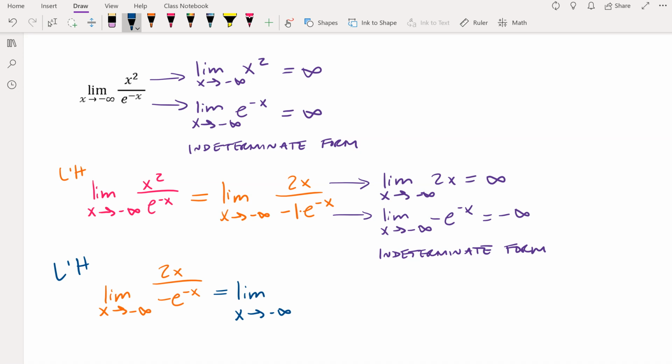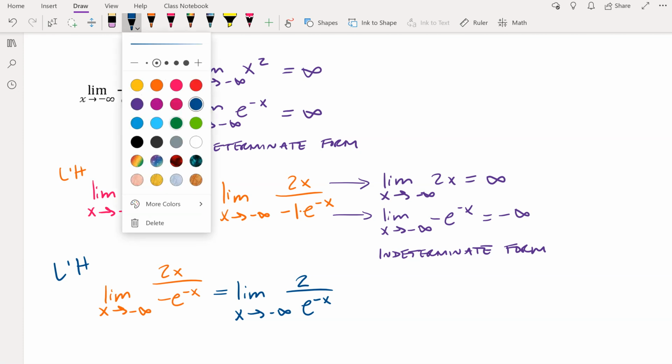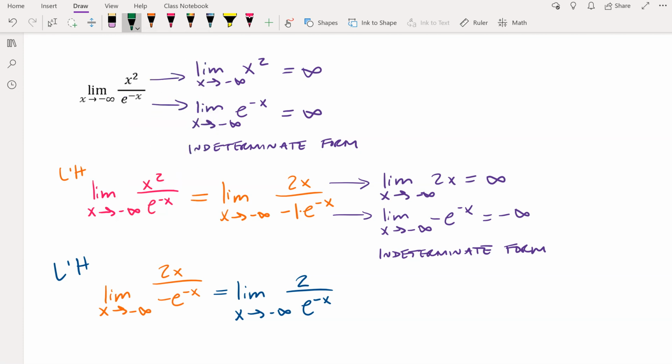Derivative of the top is 2. Derivative of the bottom is positive e to the negative x, because we multiply the negative 1 out again, and it turns positive again. Now we substitute. And you can already see that we have 2 on top, and then e to the positive infinity when we plug in, or imagine plugging in.